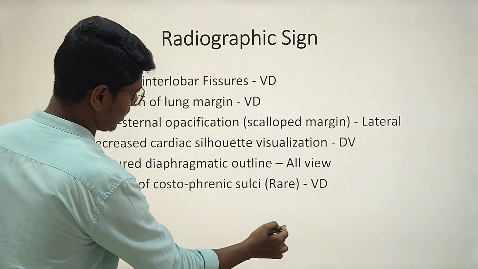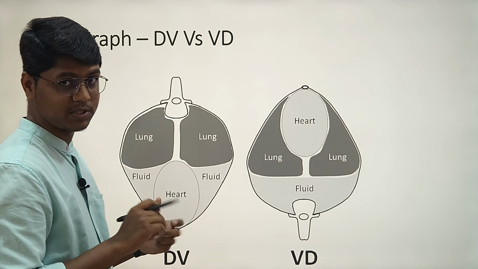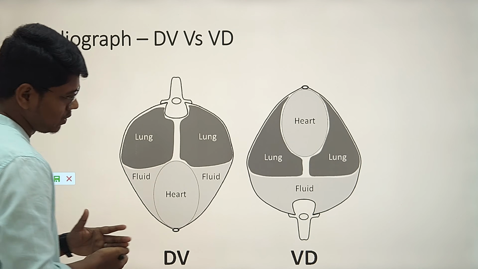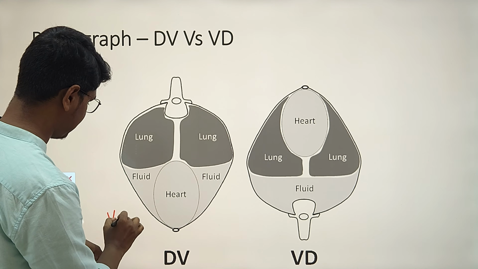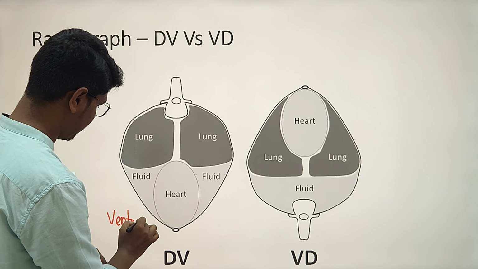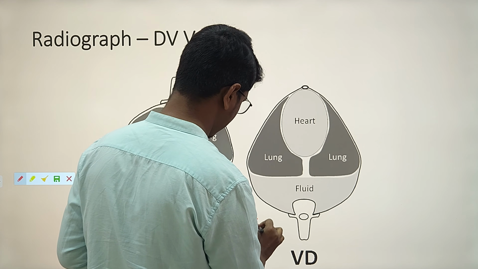Let us jump to our radiographs. Before that, DV and VD. Why is the heart not visible in the DV view? You see, this is the DV view, which means the animal is in ventral recumbency. In the VD view, the animal is in dorsal recumbency.